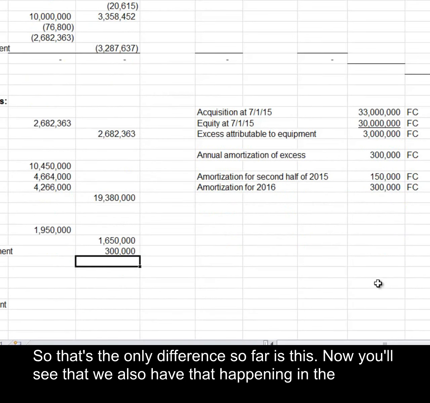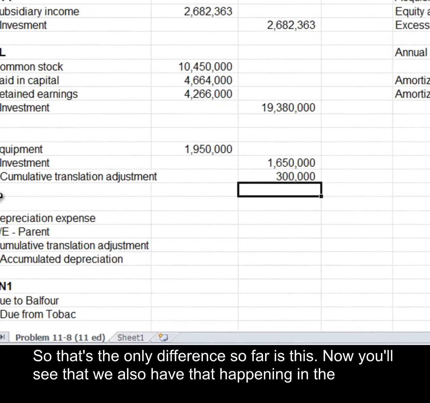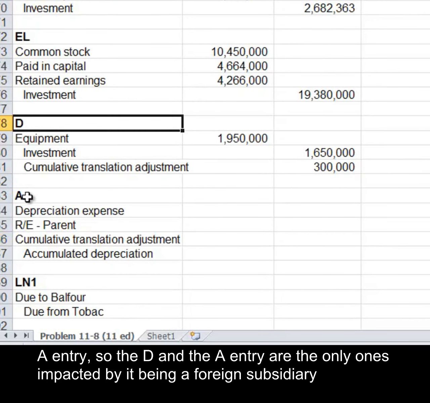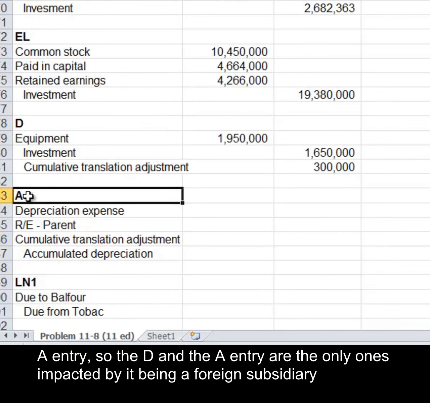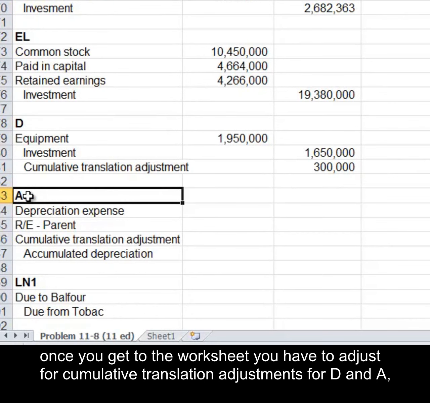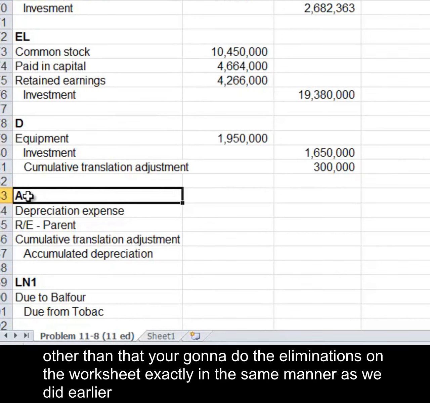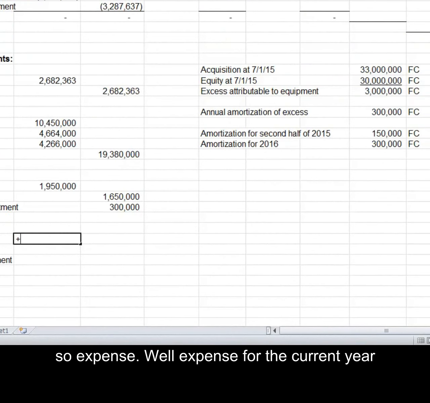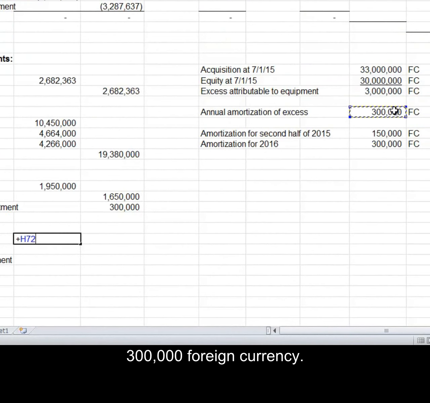So that's the only difference so far. Now you'll see that we also have that happening in the A entry. So the D and the A entry are the only ones impacted by it being a foreign subsidiary. Once you get to the worksheet, you have to adjust for cumulative translation adjustments for D and A. Other than that, you're going to do the eliminations on the worksheet exactly in the same manner as we did earlier. So expense. Well, expense for the current year, 300,000 foreign currency.